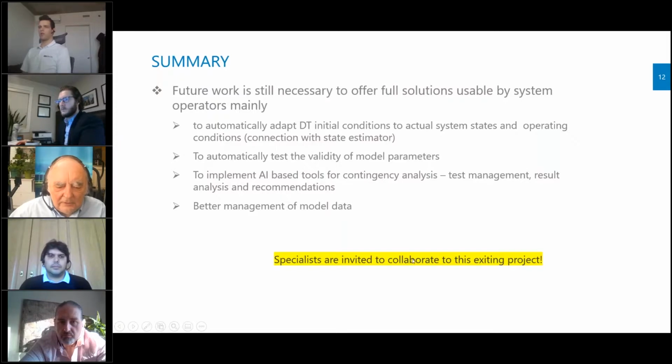So I'm inviting specialists, new PhD people, if they want to collaborate on this exciting project. We are very open to such collaborations.